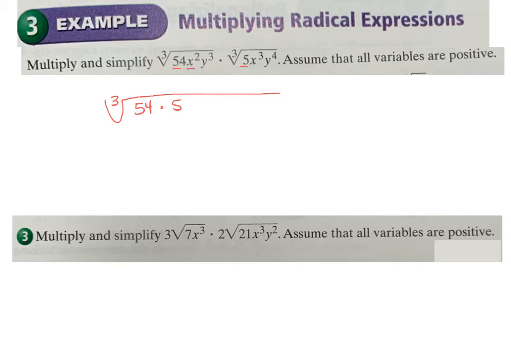Then I combine my variables, x squared and x cubed. That's x to the 5th. Y cubed and y to the 4th is y to the 7th. The reason I don't multiply my 54 and 5 is I'm about to do a factor tree, which will give me 5 and 54. So I'm just like multiplying to divide at that point.